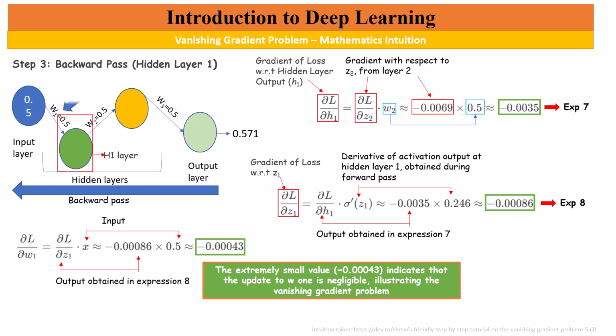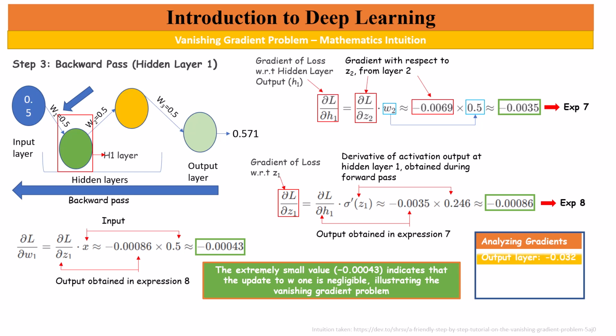Gradients become progressively smaller as we move backward through the network layers. So, let's analyze the gradients from the output layer back to the input layer. At the output, the gradient was -0.032. One step back, at hidden layer 2, it decreased to -0.0039, and at hidden layer 1, it further dropped to -0.00043, almost vanishing. That wraps up today's video.